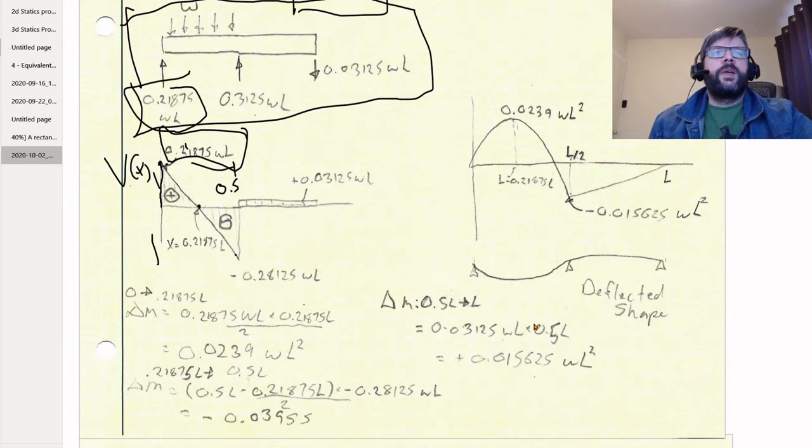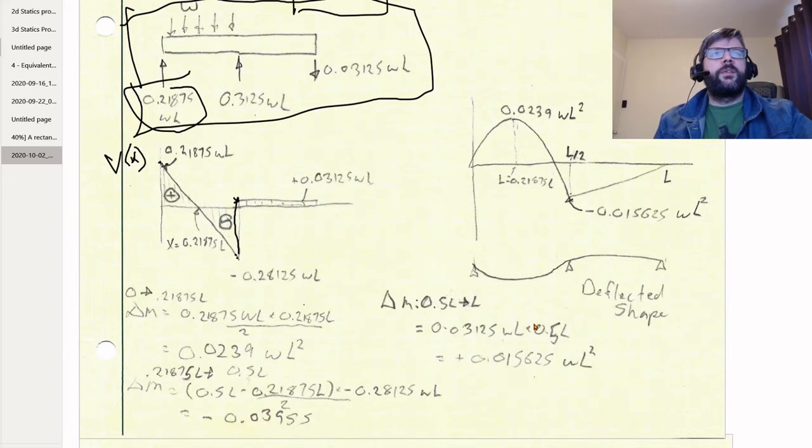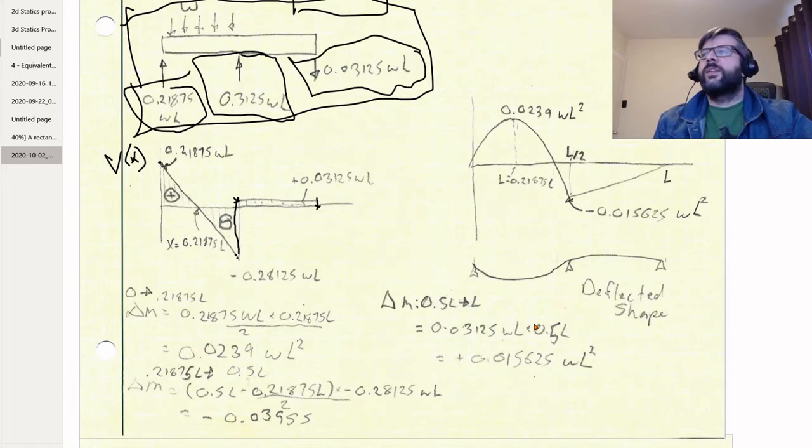So anyways, we get down to here, and then we jump up again because we encounter this load here, our BY reaction, and that bumps us up to 0.03125 WL. And then finally we get to the end and we go down that amount because that is the magnitude of our reaction there. So we started and stopped at the right points.